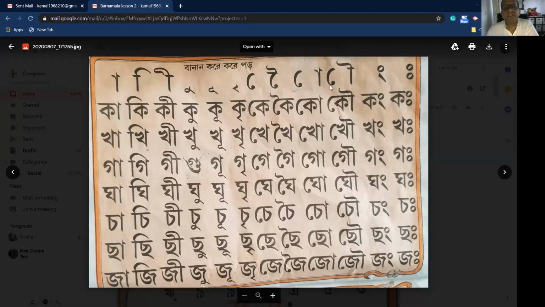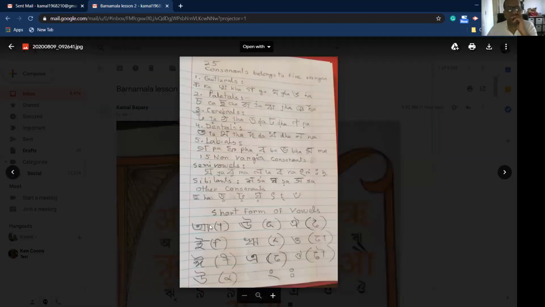So what is missing here? Li is missing and A, Shoreya is missing, because Shoreya is already there in each consonant. Li is not, if you write Kabirali, you just have to write Li. There is no short form of Li. And there is no short form of Anushwar and Visarga. Keep in mind these things. Other than that, each one of them has a short form. So practice this page.